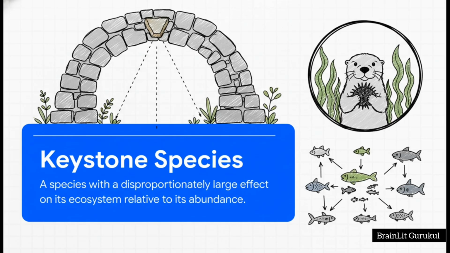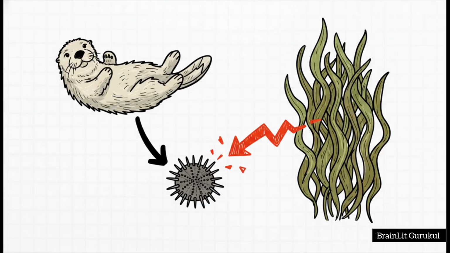Now, this isn't always the biggest or most common animal out there. Instead, its impact on the ecosystem is huge, way bigger than you'd expect from its numbers. It's just like the keystone in a stone arch. If you pull that one stone out, the whole arch can come crashing down. And the absolute classic example, the one you have to remember, is the sea otter.